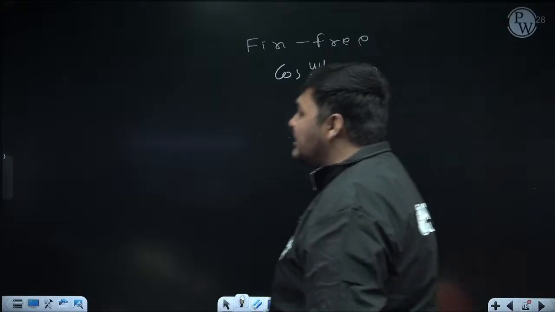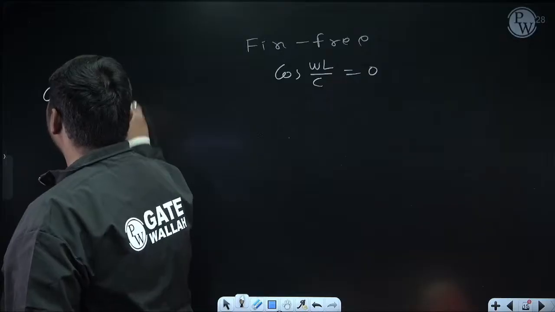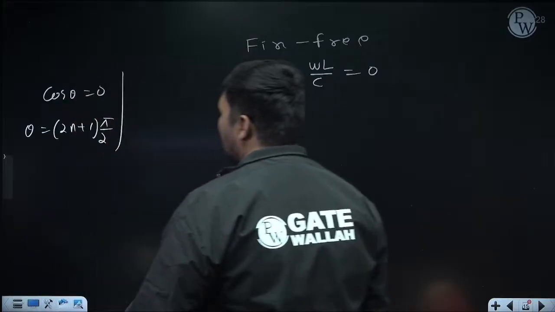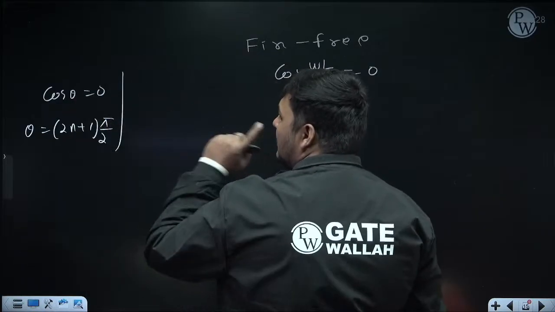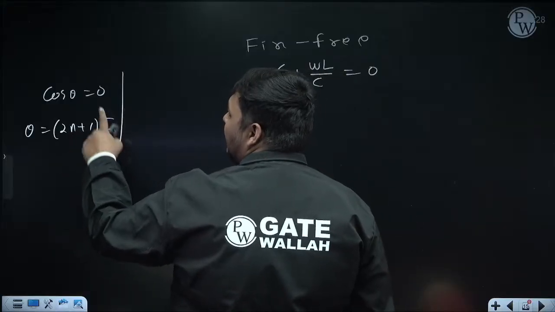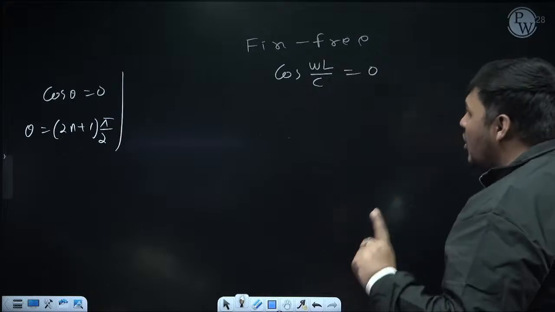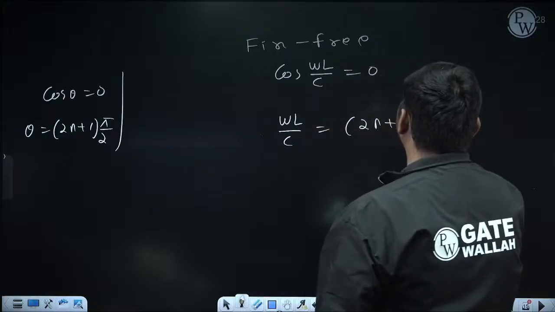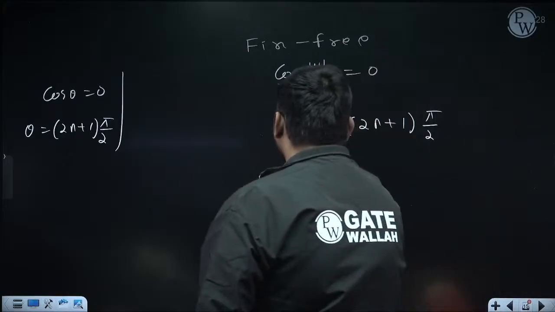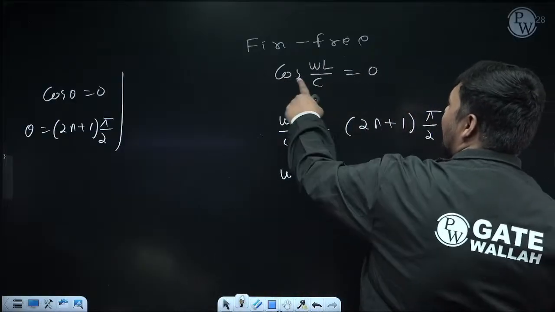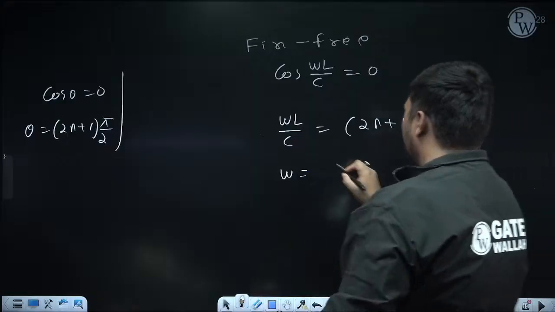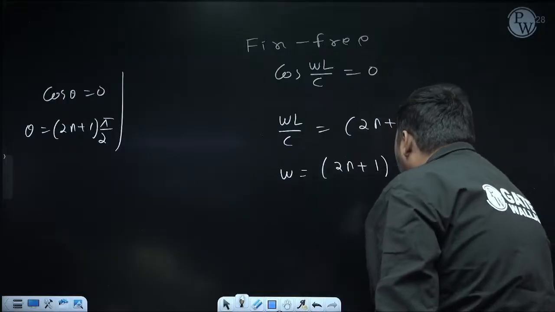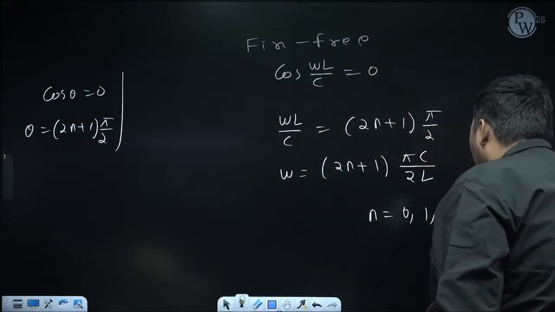Now when cos θ is 0, θ is (2n+1) times π/2, and here n starts from 0. We'll put n equal to 0, it will be π/2, cos π/2 is 0. N equal to 1, it will be 3π/2, cos 3π/2 is also 0. So when cos θ is 0, here ωL/c is (2n+1)π/2. You need not remember the equation of ω. After this, you can easily write it. Then you can do shifting. It will be (2n+1)πc/2L. But here n starts from 0. So 0, 1, 2, 3, 4.